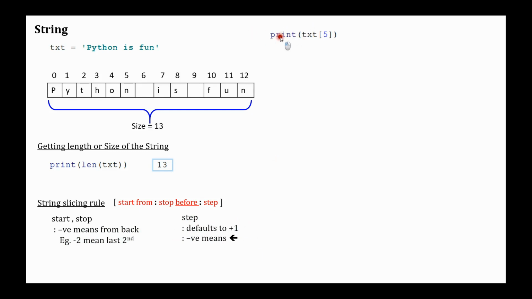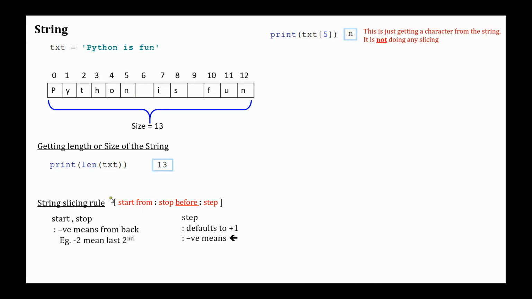Look at this example. If we do a print and put txt, the name of the string, square bracket 5, what are we doing? If you see a square bracket with a value, this 5 means the position. So we are getting the character at position 5. As you can see here, position 5 is storing the character n. So if you print this value, you will get n. This is just getting a character from the string. It is not doing any string slicing.